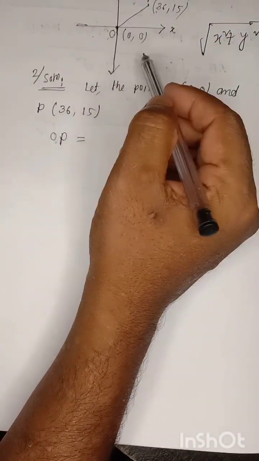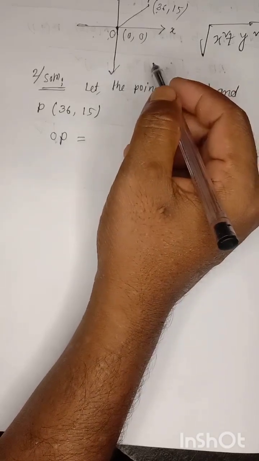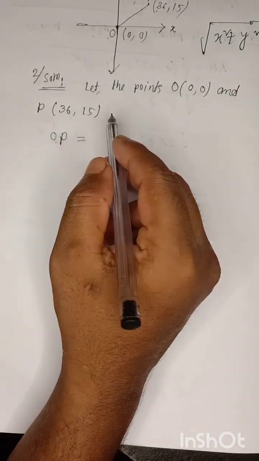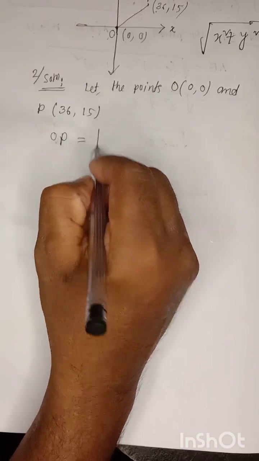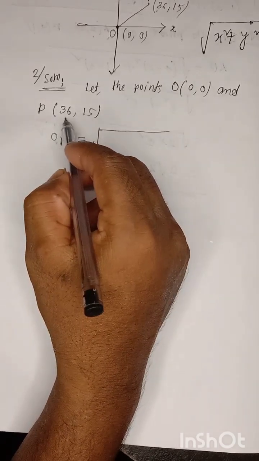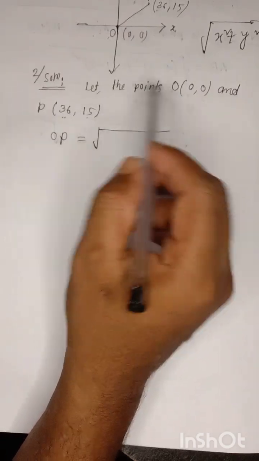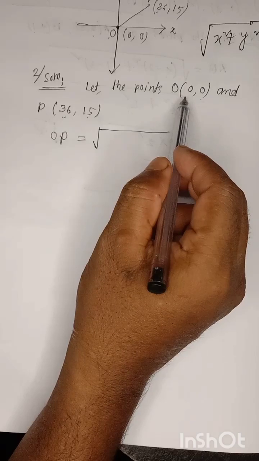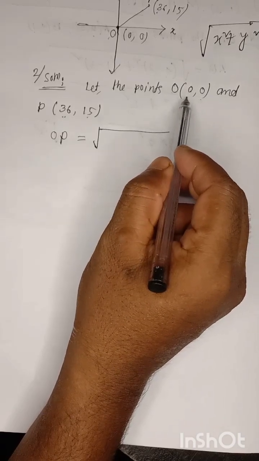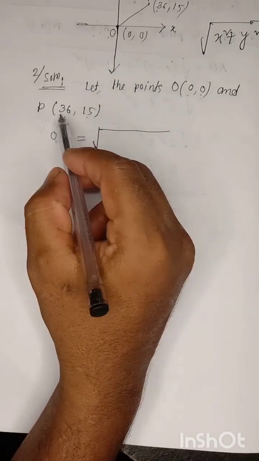The diagram is not necessary for your understanding, but I am just drawing it. Now we have to find OP. Following the formula, what is x? Here x is 36. You may ask, if this is x and this is y, then what are these? These are also the abscissa and ordinate, but they are 0, so we only need to take this.